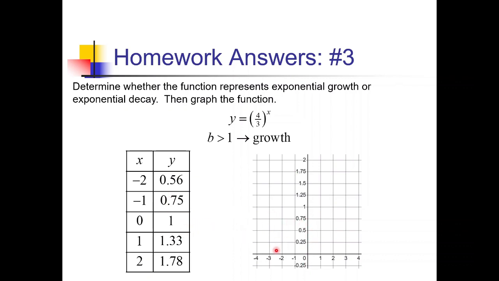So we've got -2 comma 0.56, which is somewhere around here. -1, 0.75 is right there. 0, 1 is up here. And then we've got 1 comma, and then 1.33 is somewhere in here. And finally, we have 2 comma 1.78. That's a little bit above 1.75 right here. And then let's draw that.